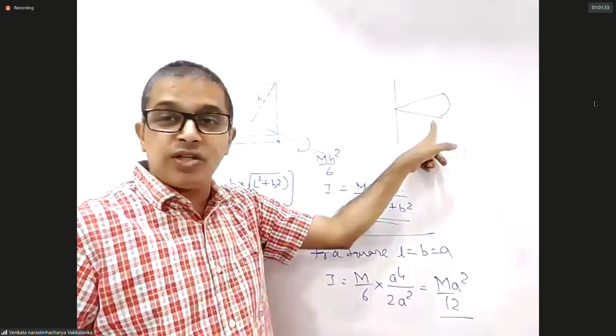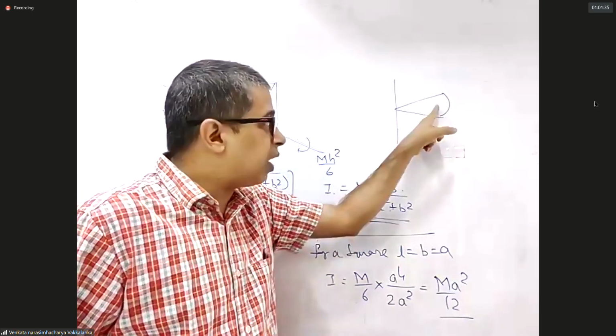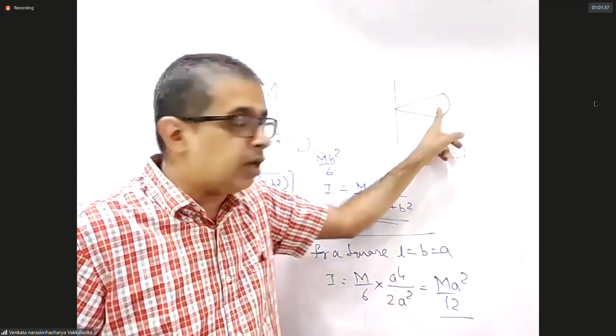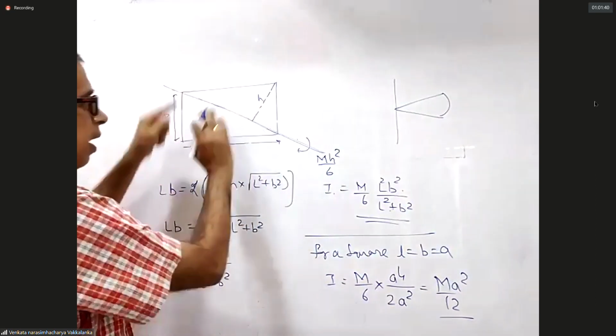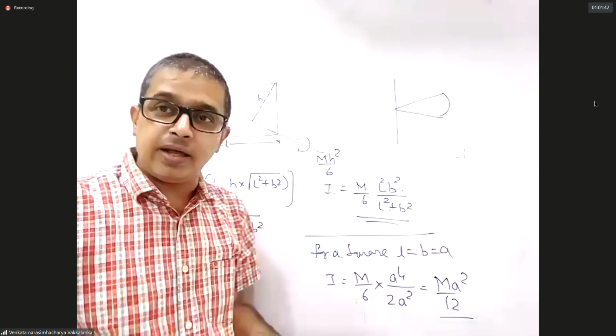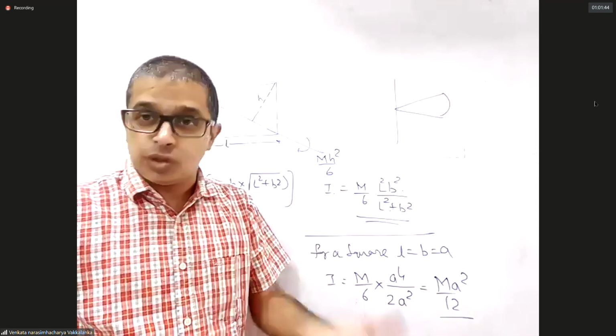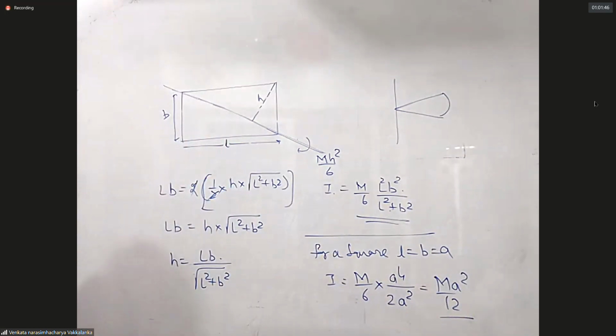You used the reverse logic of this. From the disk, you calculated the one piece of a pizza. Now here, from the triangle, I am calculating the complete rectangle. Reverse, you should be able to do. Is the logic clear to all? Yes, sir.